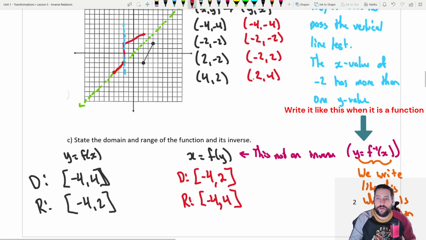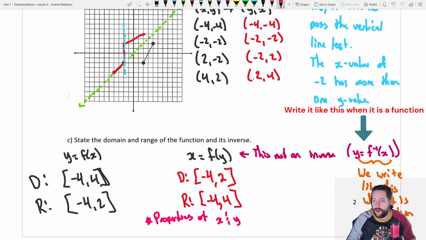A quick note as well: the properties of x and y also switch. A lot to look at there, but a big thing to remember is that reciprocal graphs and inverse graphs are different. For reciprocal graphs, you just go 1 over y, whereas for inverse graphs you swap x's and y's. So they swap values.